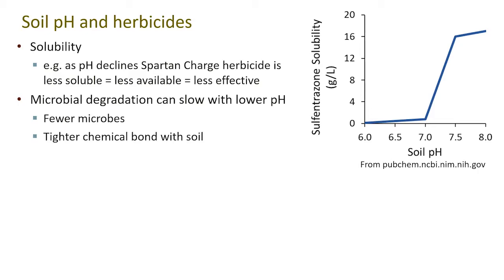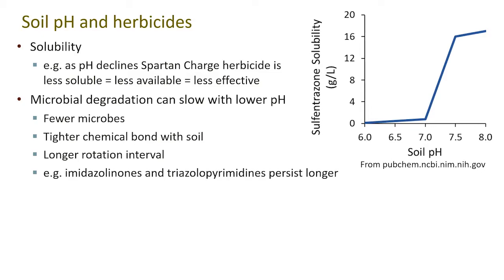For weak acid herbicides, the herbicide binds to the soil more strongly at low pH, and this will result in a longer rotation interval. So that results in some herbicides persisting longer than they would at neutral to alkaline pH.